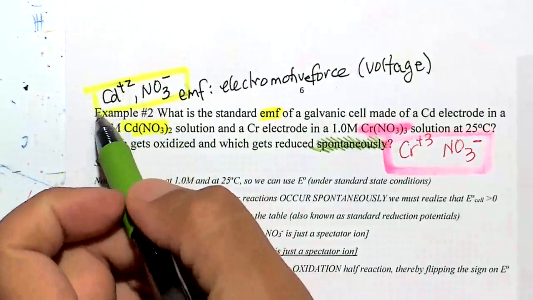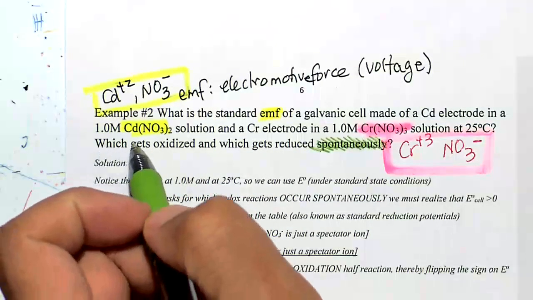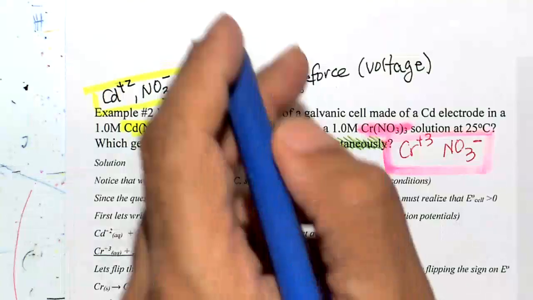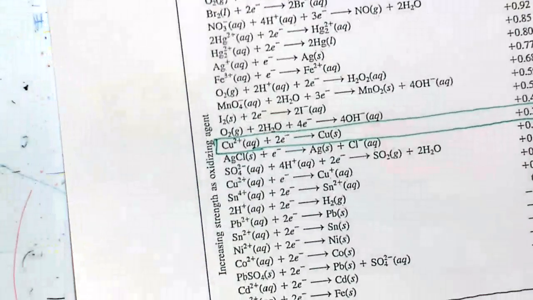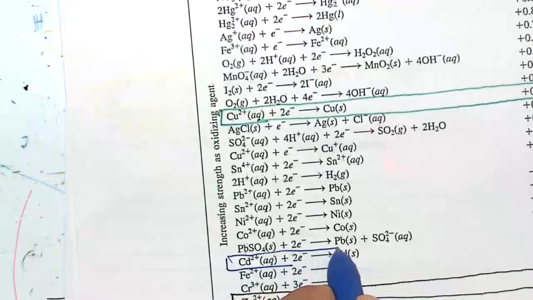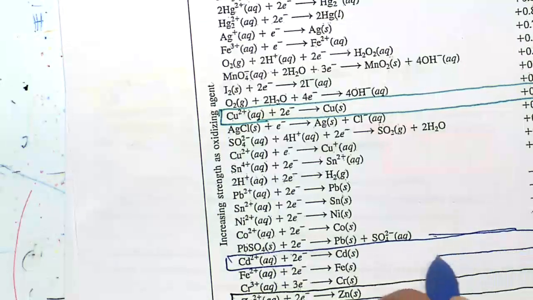All right, so first we have cadmium. Okay, cadmium nitrate, which is cadmium ion. So let's first do the cadmium here. Let's look at our table. Okay, where do we see cadmium? Where do we see cadmium? Oh, I see it. Cd plus 2e minus goes to Cd solid.